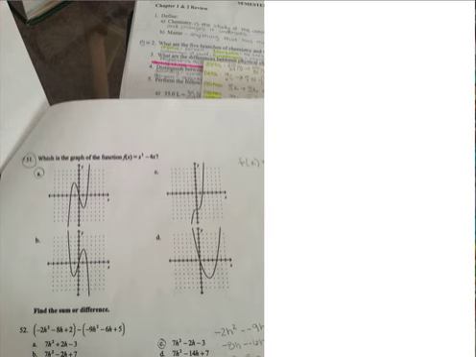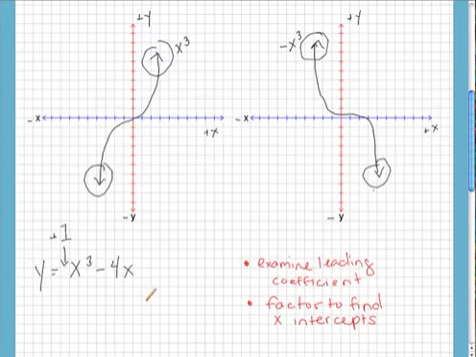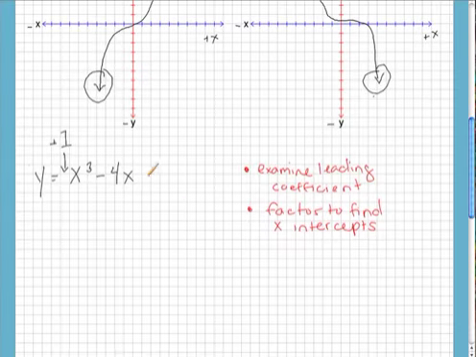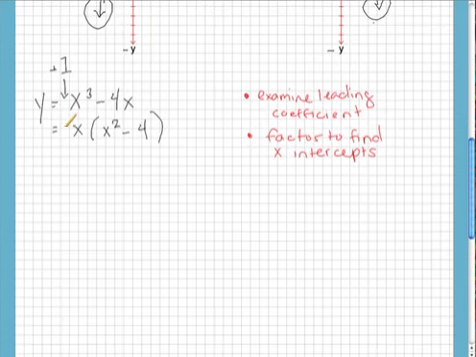To figure out which one it is between those, we're going to go ahead and factor this function and set it equal to 0 to find the intercepts. So let's see if we can factor out any monomials. We can. x cubed and negative 4x both have an x in common. So let's factor that out. We're left with an x squared as our first term and a 4 as our second. Can't factor x anymore, but we can factor x squared minus 4.